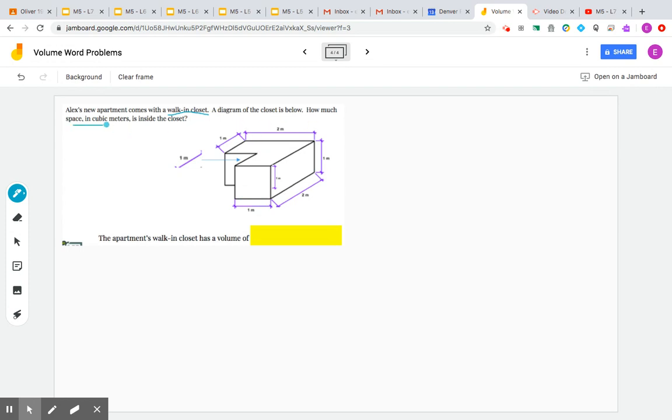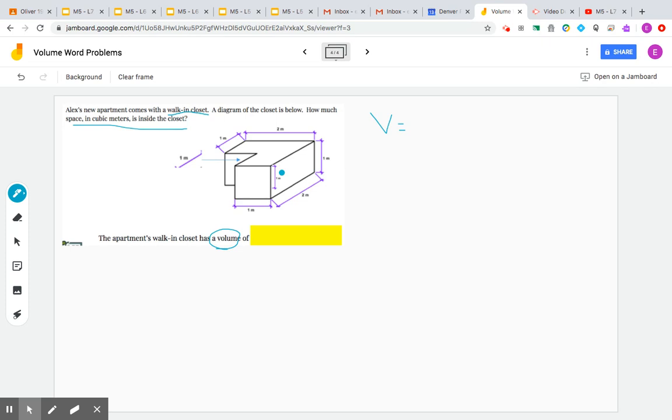Okay? We need to figure out how much space is inside. So that means we're looking at volume. We need to find the volume of Alex's apartment. Now, this is an irregular shape. I say that because it's not one clear rectangular prism. It looks like it could be split into two.